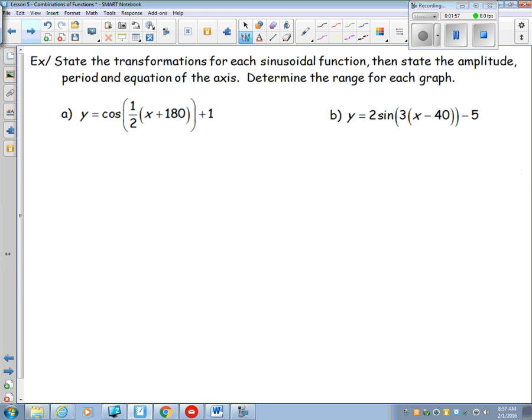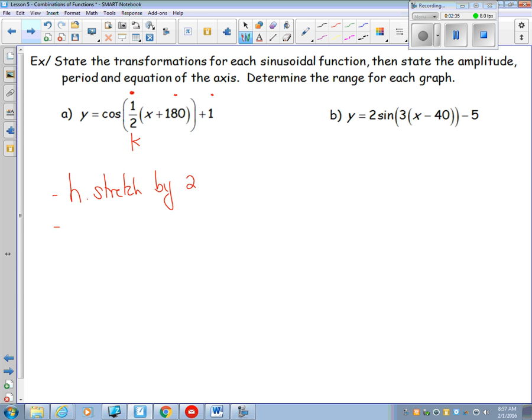State the transformations for each function, then the amplitude, period, and axis, and we want to find the range for each graph. Okay, so transformations, things that have changed from normal. This first one, the normal graph would just be cos x. So every time I see a number, for example here, here, and here, it's been a transformation. Okay? The thing inside the bracket, that's your k value. That stretches or compresses things horizontally. Okay? It looks like a half, but remember that x's actually do the opposites. So we'd say this is a horizontal stretch by 2.